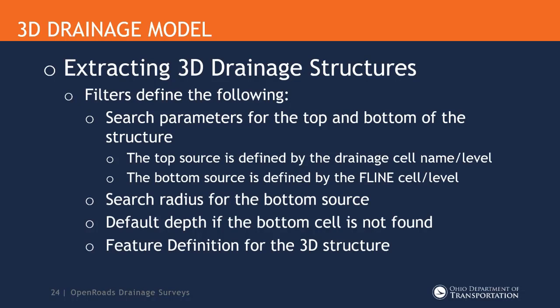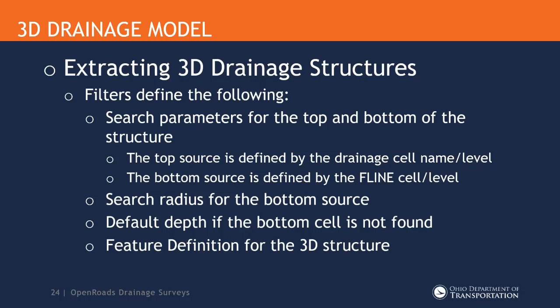Those filters define quite a few things, actually. The search parameters for top and bottom of the structure. So it's going to look for that cell that defines the drainage structure itself, whether it's a catch basin square, catch basin round, or any of the specific types, like a CB4 or CB5. It will also look for a bottom source element, and that's going to be the F line cell.